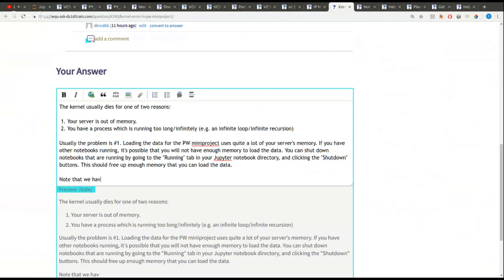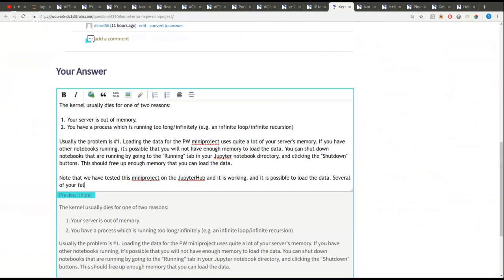Note that we have tested this mini project on the Jupyter Hub and it is working, and it is possible to load the data. Several of your fellow students have already begun working on it.